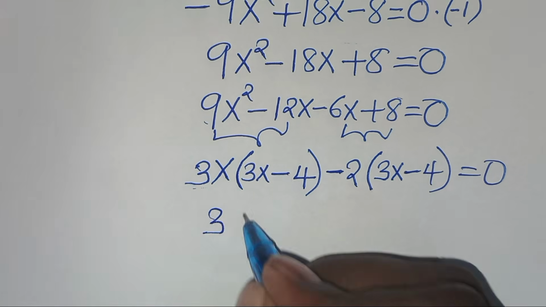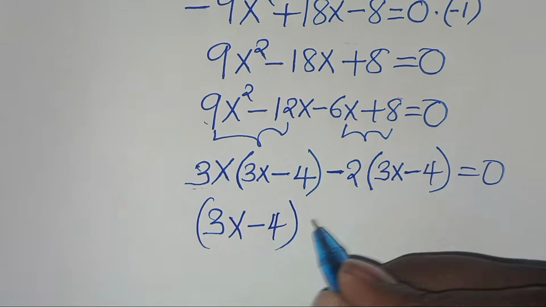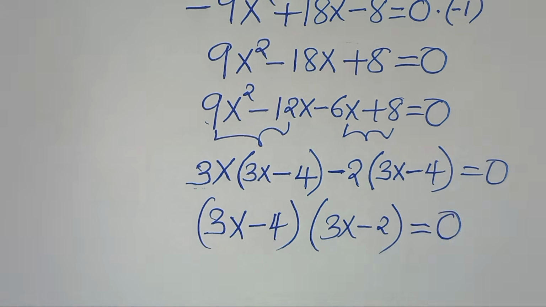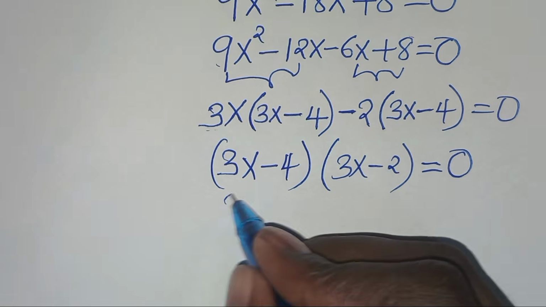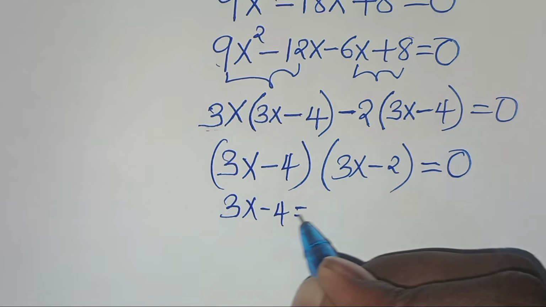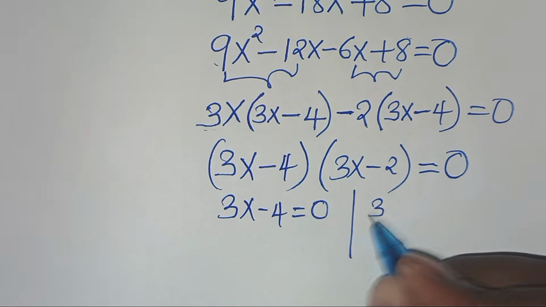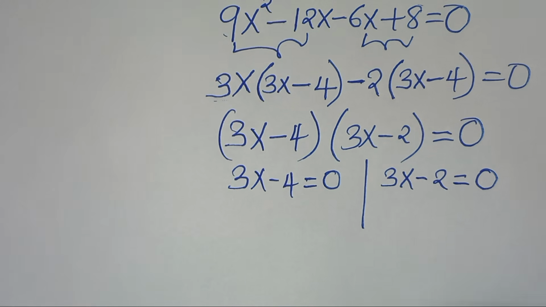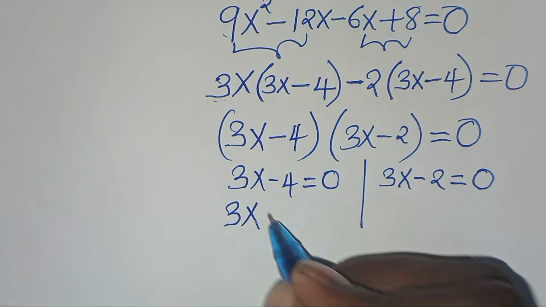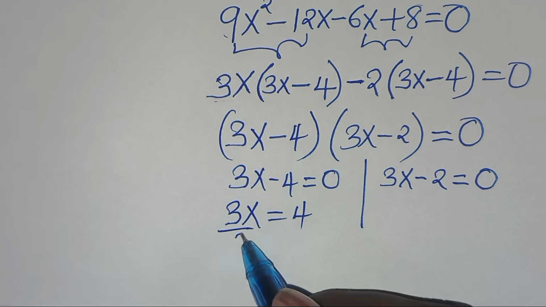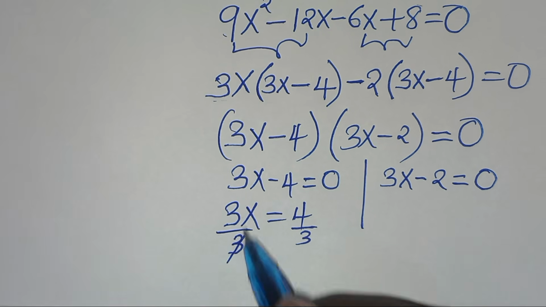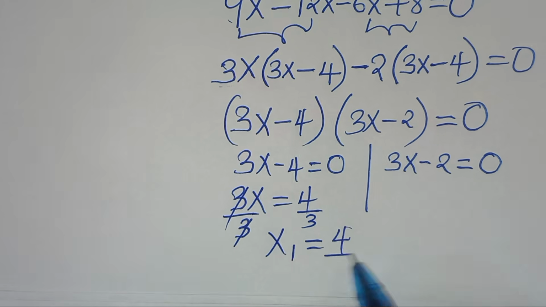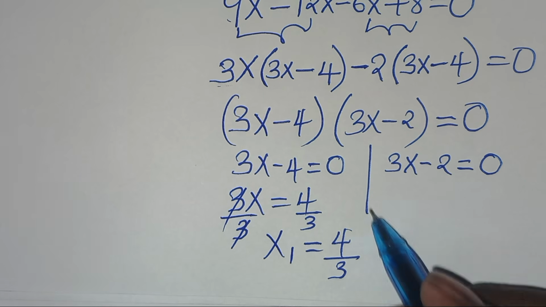3x minus 4 is common, so let's factor out 3x minus 4, multiplying by 3x, subtract 2, this is equal to 0. So this is 3x minus 4, this is equal to 0. Then we have 3x minus 2, this is equal to 0. So this means that 3x is equal to 4. If we divide both sides by 3, this means that in case 1, x1 is equal to 4 over 3.